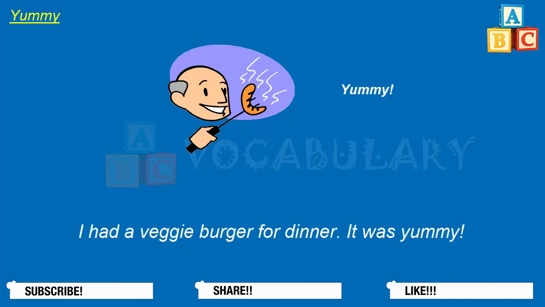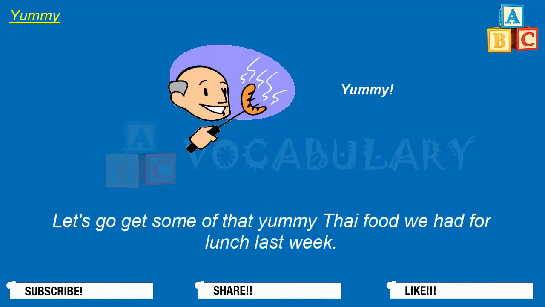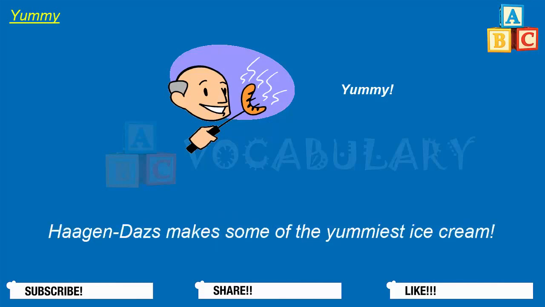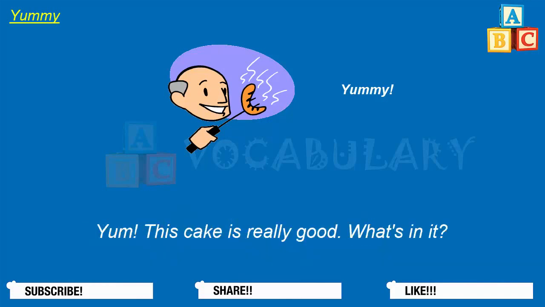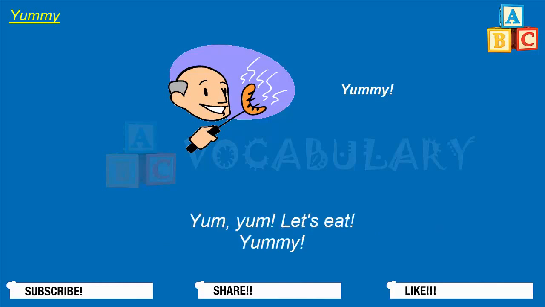I had a veggie burger for dinner. It was yummy. Let's go get some of that yummy Thai food we had for lunch last week. Haagen-Dazs makes some of the yummiest ice cream. The words yummy and yum are used as interjections. Yum! This cake is really good. What's in it? Yum yum. Let's eat. Yummy.